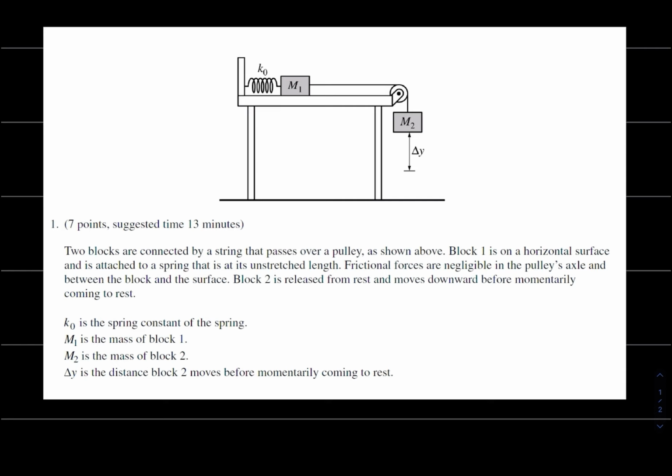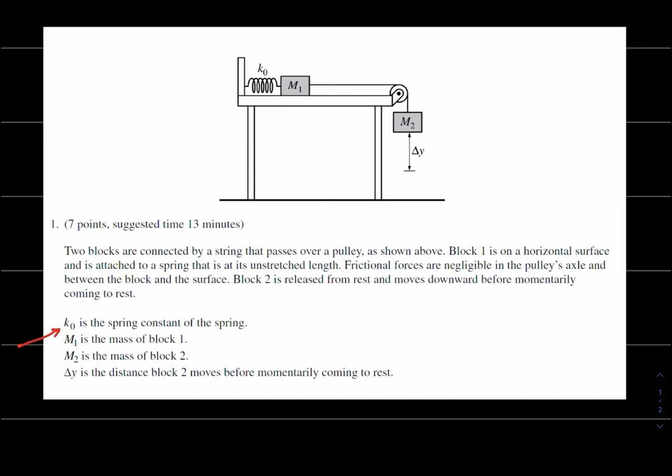Two blocks are connected by a string that passes over a pulley as shown above. Block 1 is on a horizontal surface and is attached to a spring that is at its unstretched length. Friction forces are negligible in the pulley's axle and between the block and the surface. Block 2 is released from rest and moves downward before momentarily coming to rest. And then it gives you some figures.